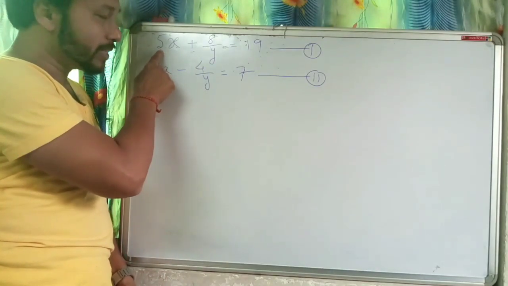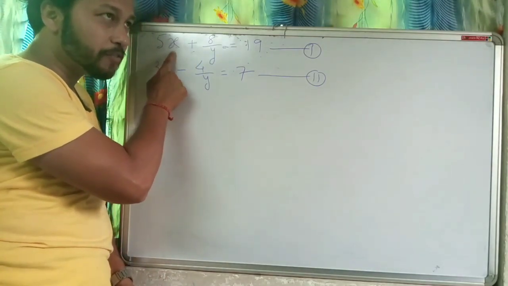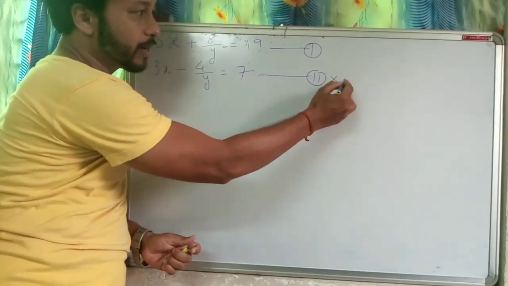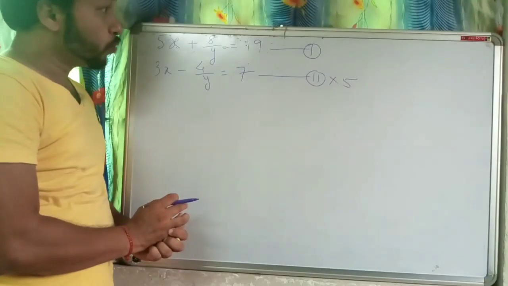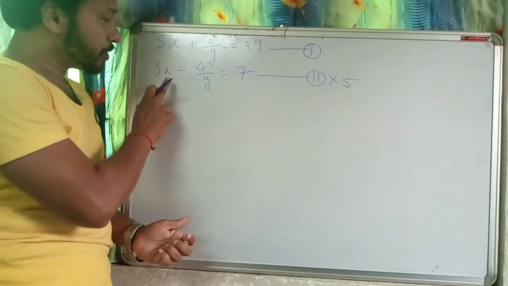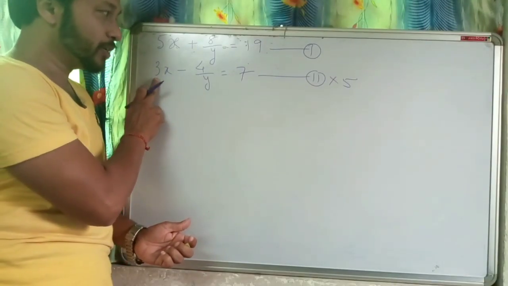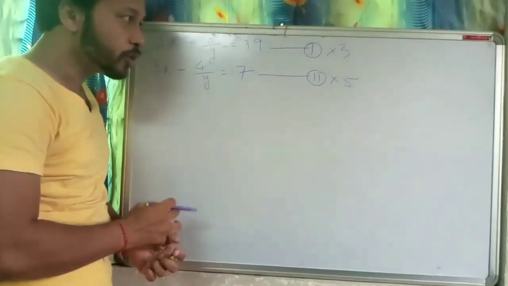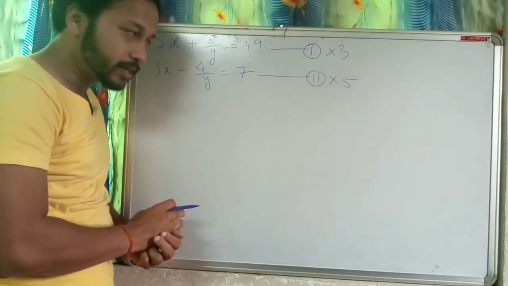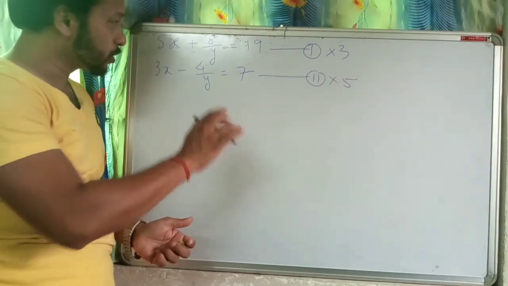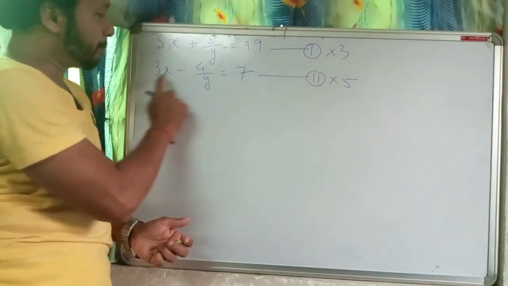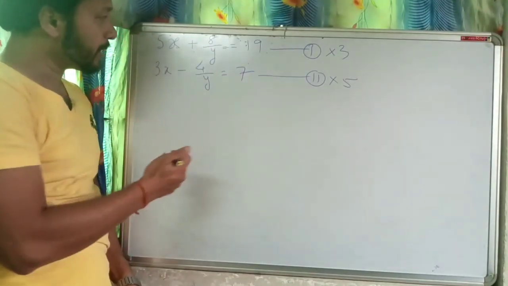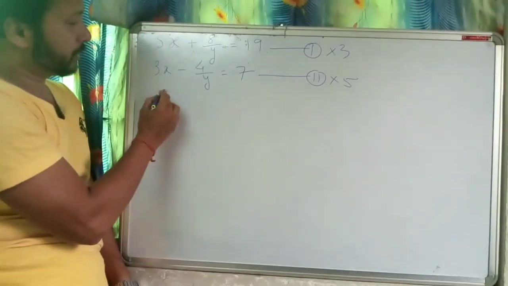With x, what is there? What is the coefficient of x? 5. So the second equation I'll multiply by 5. What is the coefficient of x here? 3. So by 3 we'll multiply this. This is the first rule of this method. So I hope you understood. By 5 we are multiplying, by 3 we are multiplying. Now let us multiply by 3.